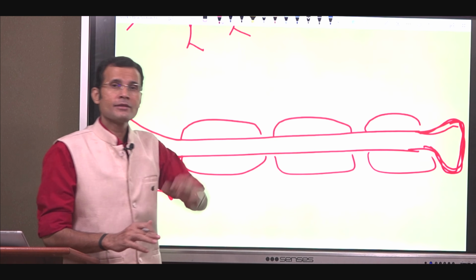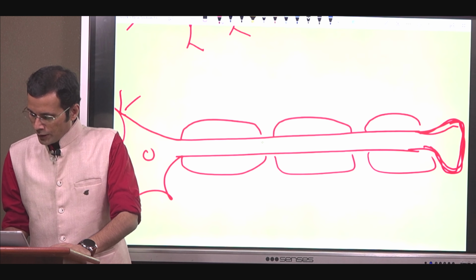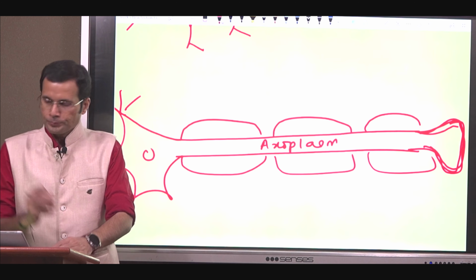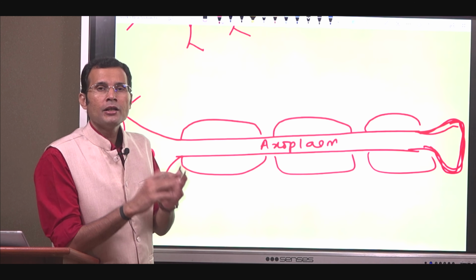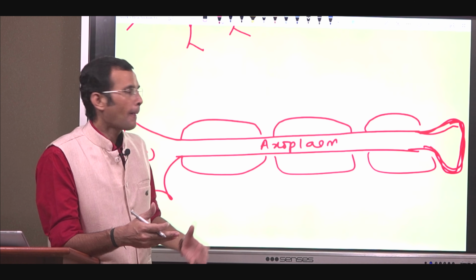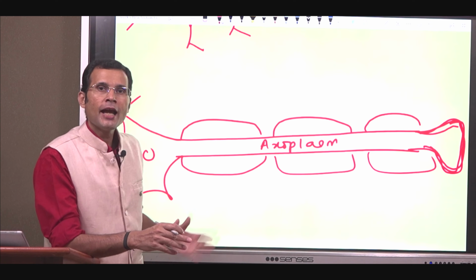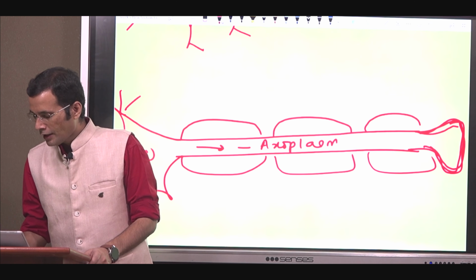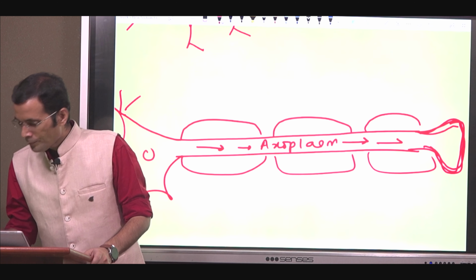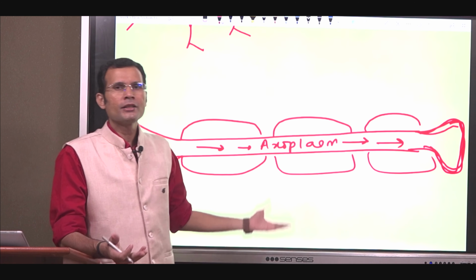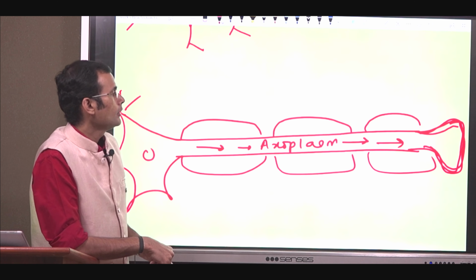The cytoplasm of this axon is called axoplasm. And when we say transport of substances, we are referring to the axoplasmic transport. That is, the substances are transported within this axoplasm. One way or the other, we will see that.